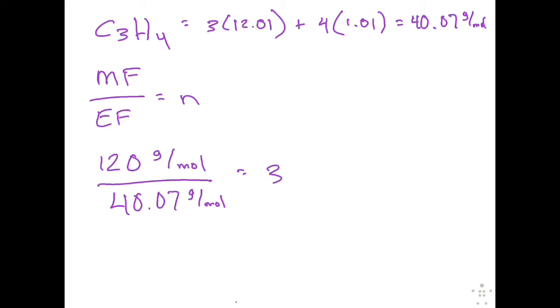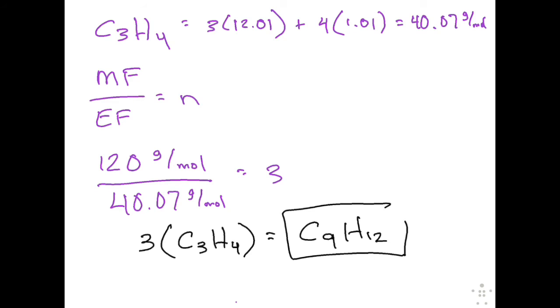Now you want to take this integer and multiply your empirical formula by it. So there's your integer. Our empirical formula was C3H4. And so when you distribute that through, you're going to get C9H12. And that is our molecular formula for cumene, the hydrocarbon that was in this problem.